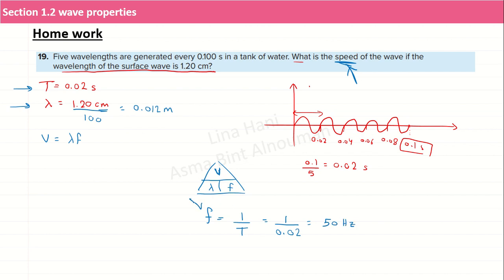Now that I know the frequency, I can substitute it with the wavelength to find the velocity. So you can see that sometimes we need to cook one of the ingredients on the side and then incorporate it in the original recipe to find the original unknown. Lambda is 0.012 and the frequency that we just found to be 50 hertz. So 50 multiplied by 0.012 is 0.6 meters per second. So this is the speed.